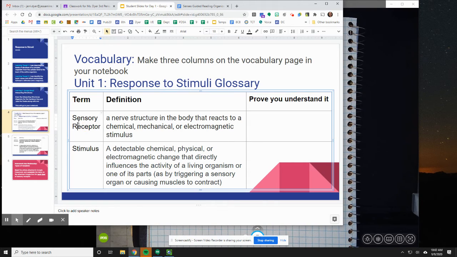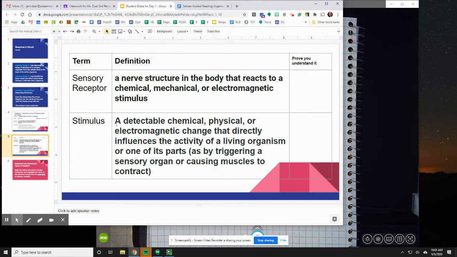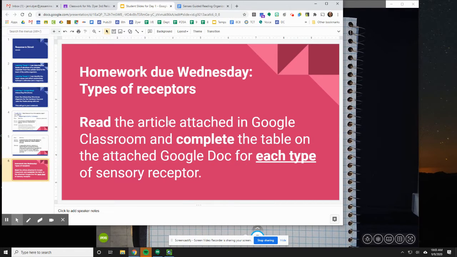You're going to put in the term, you're going to put in the definition, and for right now, you can leave the prove you understand it. You can just leave that open. You don't have to do that right now. So we're putting in the term and the definition. So make yourself a table in your notebook on the glossary page that looks pretty much like this. We will have several more vocabulary words. And this next slide is the same thing. It's just a little bit bigger so you can see it easier. Your homework for today will be to read the attached article and complete the table in the attached Google Doc for each type of sensory receptor, and I'll go over that a little bit more at the end of class.